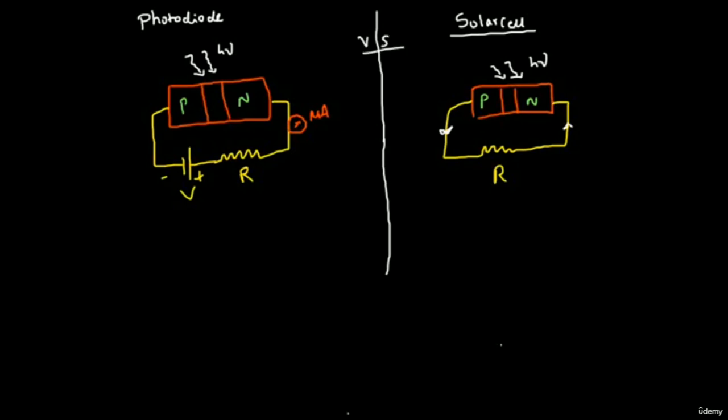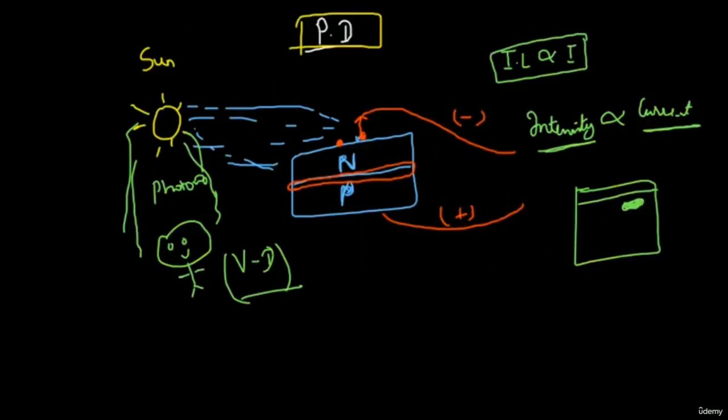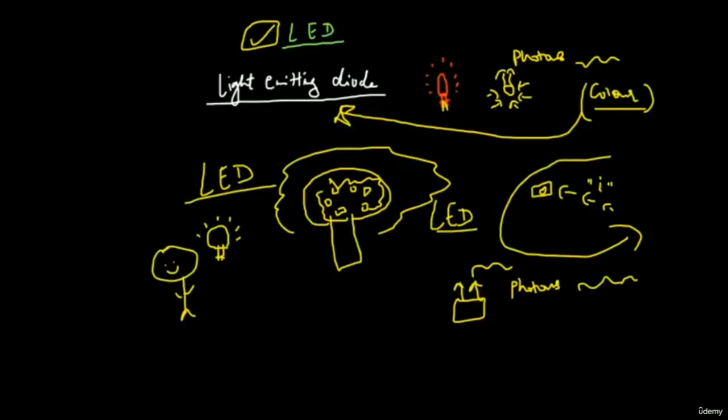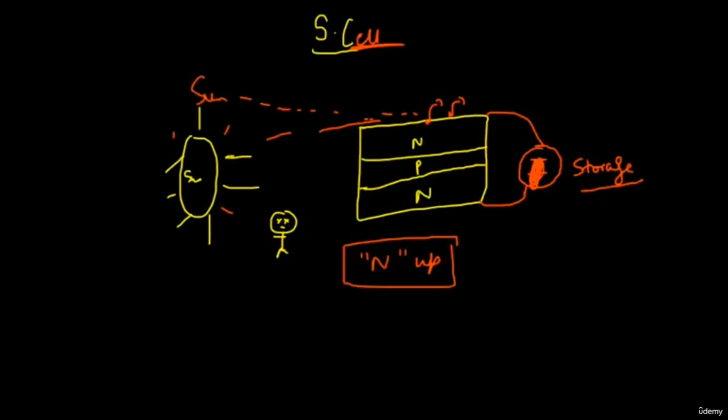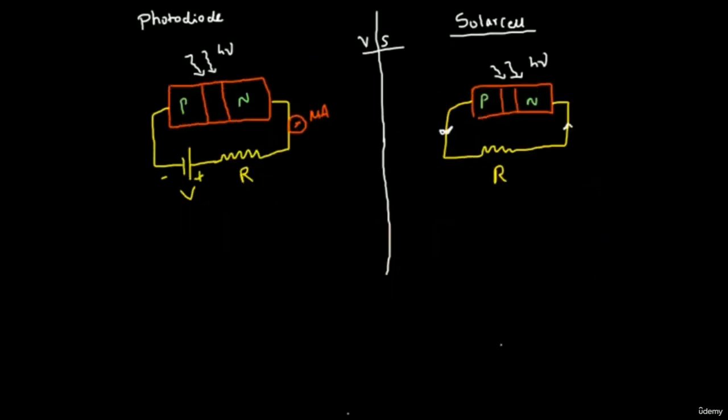As you can see, it got a little messed up. I felt like the photodiodes are something like this, LEDs are something like this, and solar cells are something like this. So, to understand with clarity, I made two simple diagrams. Let's now understand that.